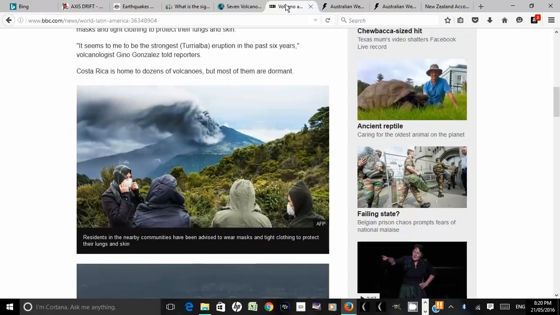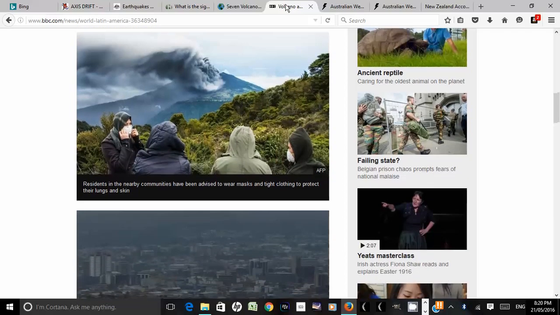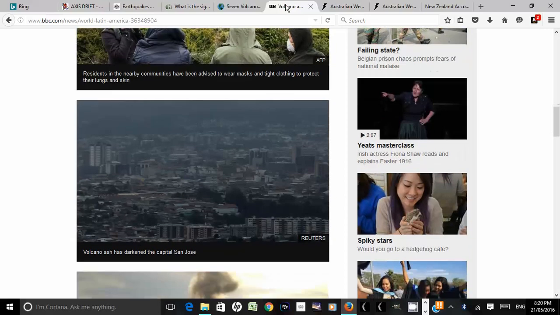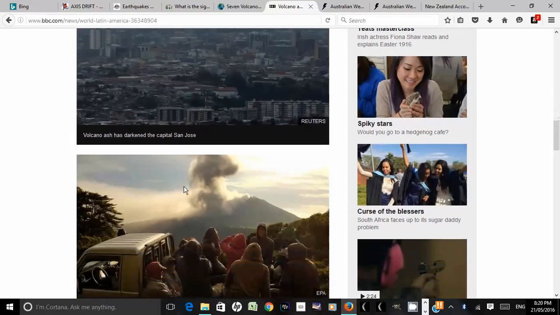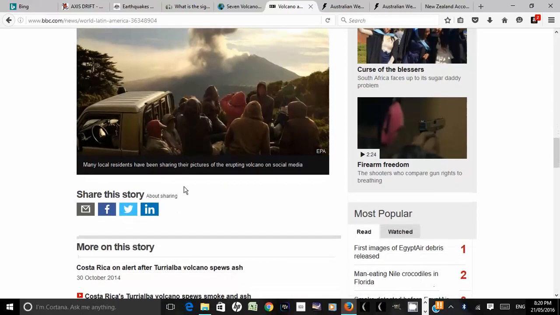Costa Rica is home to dozens of volcanoes, but most of them are dormant. Well, not anymore. Sunshine? Look at this. This is the capital. It's pitch black. This isn't funny, I know, but someone please tell me we're dreaming.